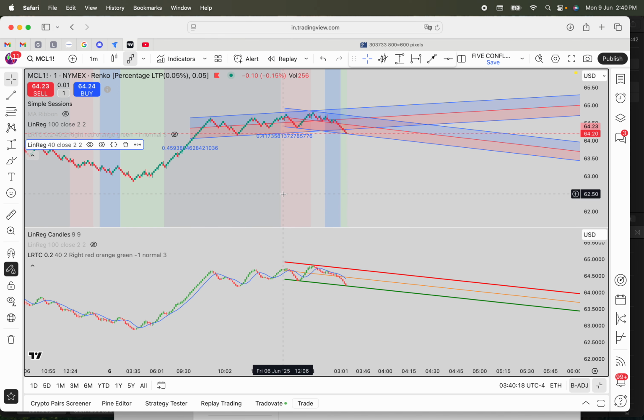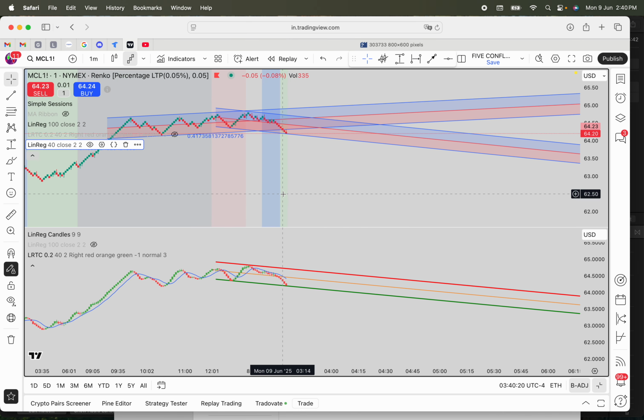It doesn't matter if you don't know anything about linear regression, just go do a search, and you're going to find a whole stack of YouTube channels and a whole lot of literature on the web. Is it a perfect indicator? No, it's just like everything else. It works 50% of the time.